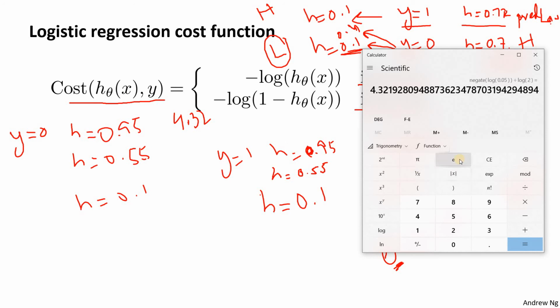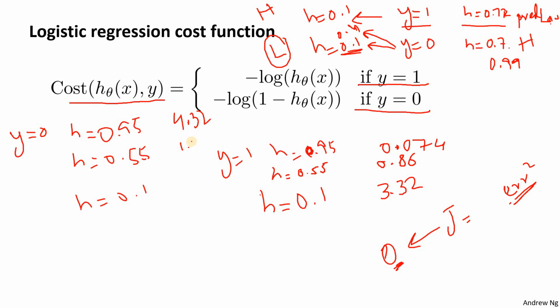Now again, let's say I choose another value, which is 0.55. So again, when I do 1 minus 0.55, it will give me 0.45. I take the log, I divide it by log of 2, and I remove the minus sign. Okay, it will give me a value of 1.15. So 1.15.